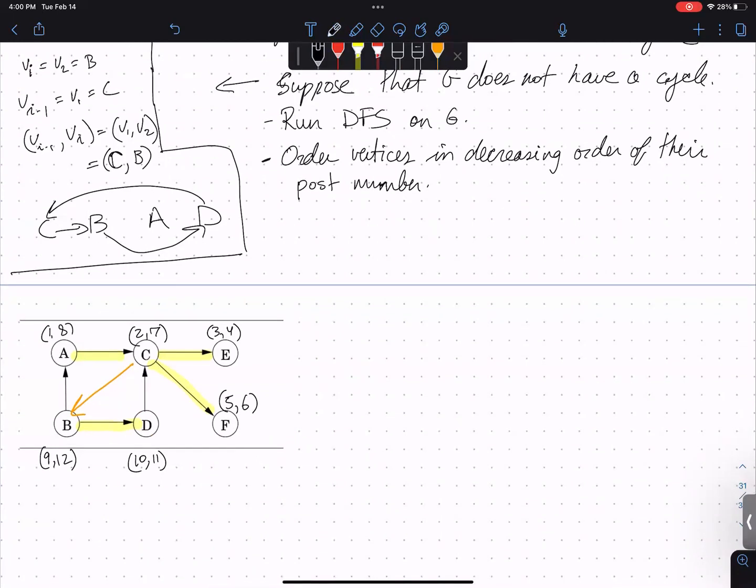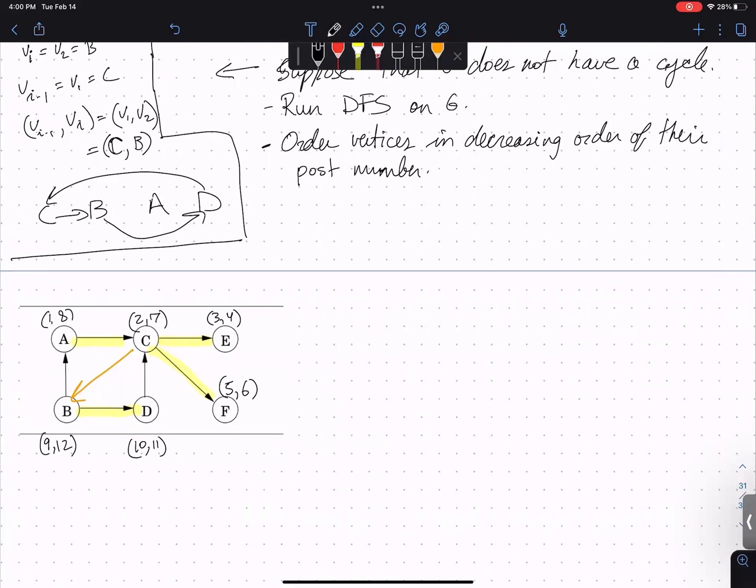In this example, we're going to look at decreasing post numbers. So what's the highest post number in here? Post number, I'm referring to this second one. What's the highest post number in here? Yeah, 12, okay. And that corresponds to B.